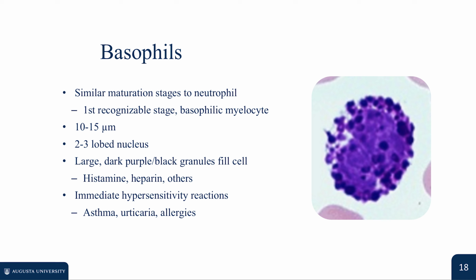Basophil development follows the standard granulocytic pathway, where the basophilic myelocyte is the earliest identifiable stage. Mature basophils measure 10 to 15 micrometers and feature a 2 to 3-lobed nucleus that is frequently obscured by coarse granules. Their cytoplasm is filled with large dark purple to black granules containing histamine, heparin, chondroitin sulfate, and inflammatory mediators. Because these granules are water-soluble, they can dissolve during routine staining, leaving clear cytoplasmic voids.